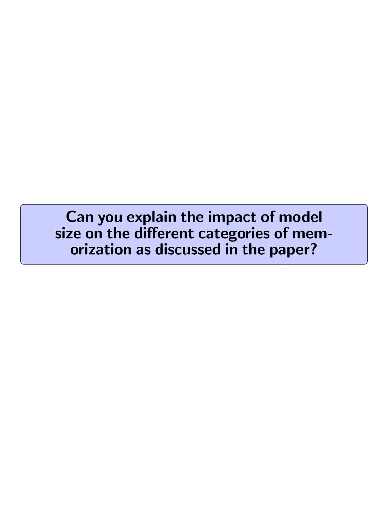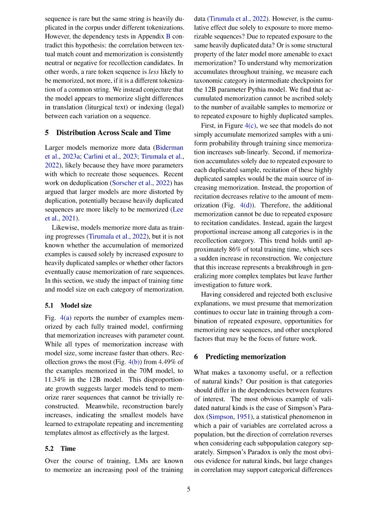Can you explain the impact of model size on the different categories of memorization as discussed in the paper? The impact is significant. The paper reveals that larger models tend to memorize more data, with recollection growing the most as model size increases. Specifically, recollection increases disproportionately compared to other categories, such as recitation and reconstruction, as model size grows. This suggests that larger models are more likely to memorize rarer sequences that cannot be easily reconstructed.